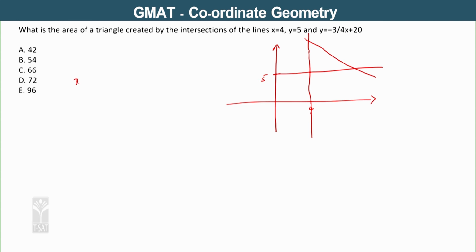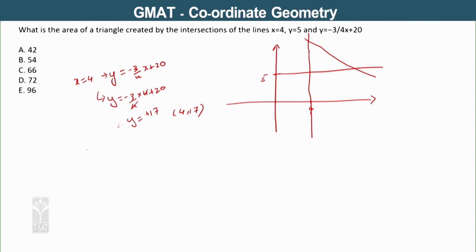Okay. So, now let us check what the intersection points are. When x is equal to 4, where will it intersect the line y is equal to minus 3 by 4x plus 20? Let us substitute x is equal to 4 into this line, you will get y is equal to minus 3 by 4 into 4 plus 20. Therefore, y is equal to plus 17. The point where it intersects is 4 comma 17.